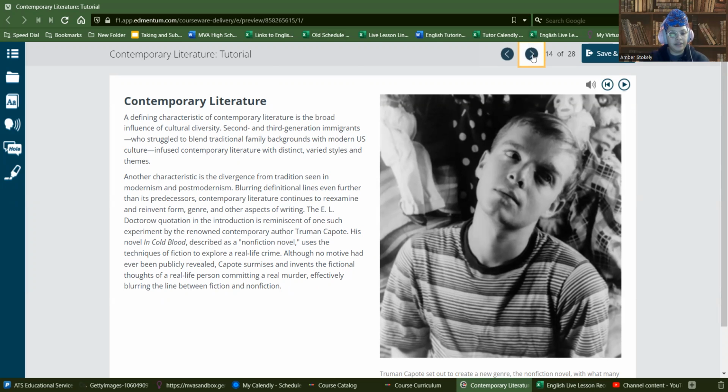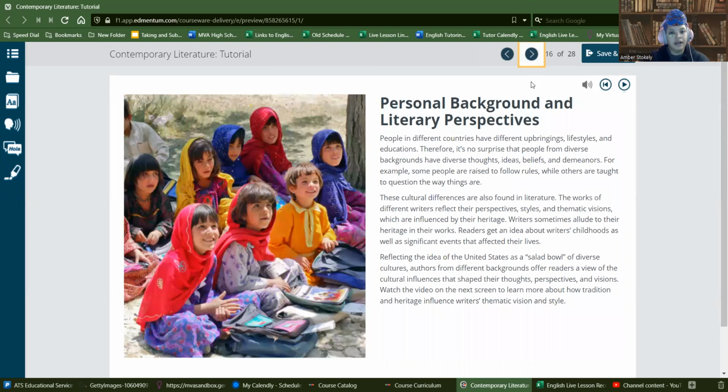All right. So slide 16, we're getting to personal background and literary perspectives. So since contemporary literature was inspired a whole lot by getting to see other people's cultures and learning more about other people because of the internet and TV reporting, that definitely affected the contemporary movement. So we talk about here in this slide the ways that sort of changed writing in the US.